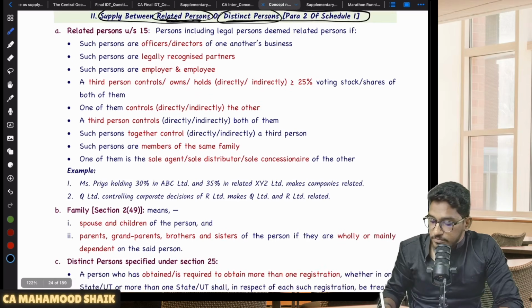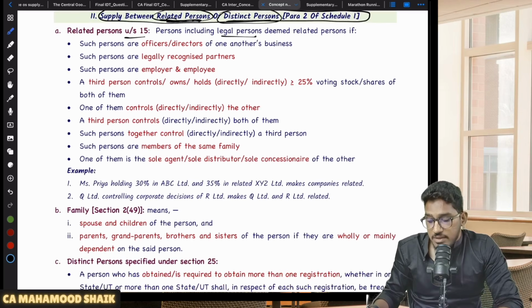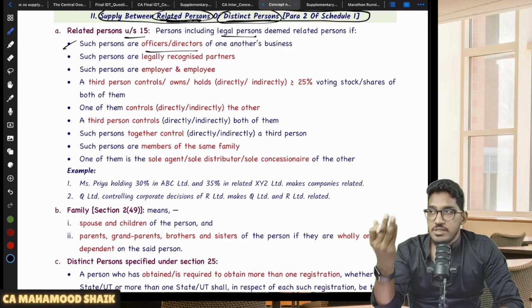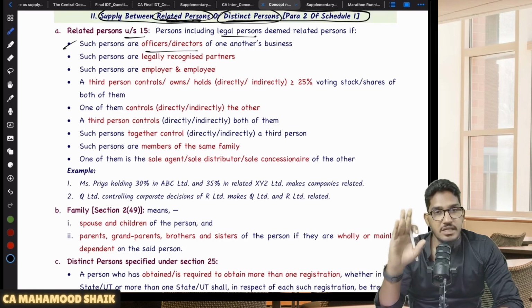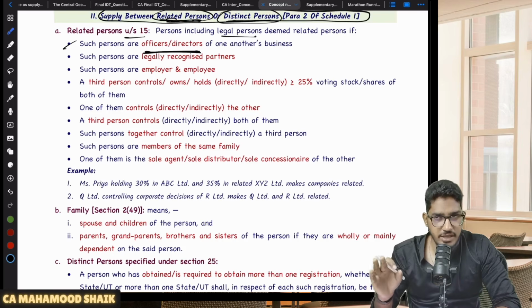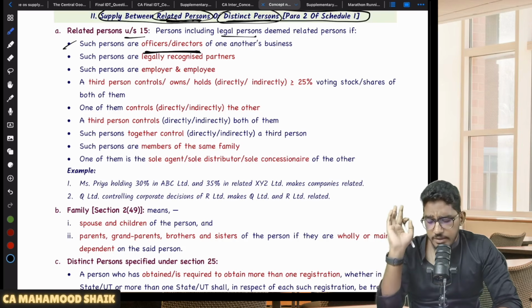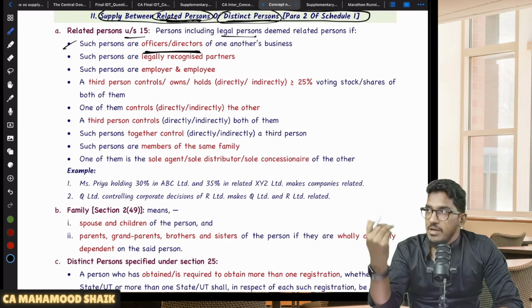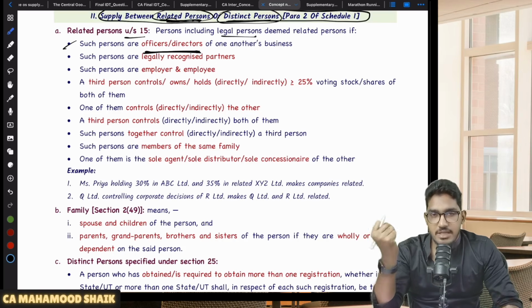Let us see here. So related persons under section number 15. Persons including the legal persons are deemed to be related when they are officers or directors of one another's business. Let us say I'm a director in my friend's business, and my friend is a director in my business. We both will be considered as related. Even a director of a company also will be considered to be related as per the circular. But whatever it is, if you are officers or directors in one another's business, we both will be considered as related.